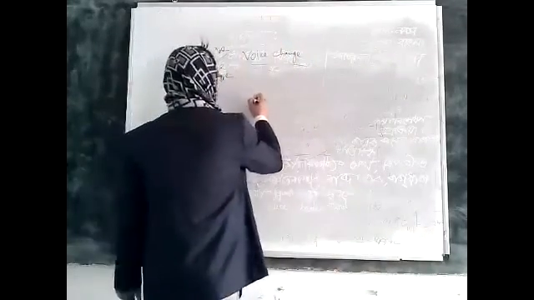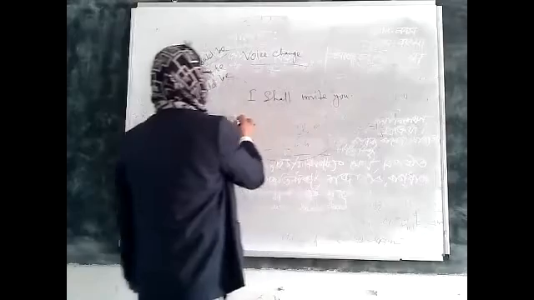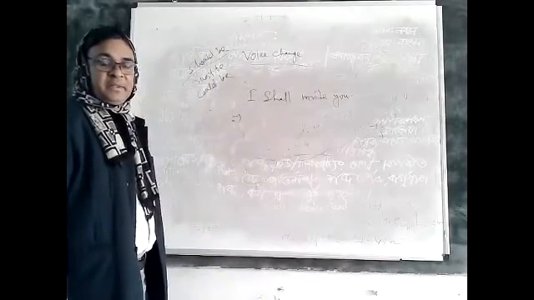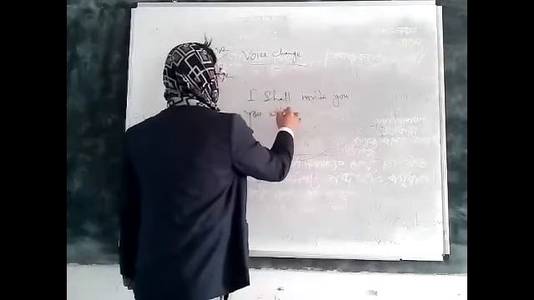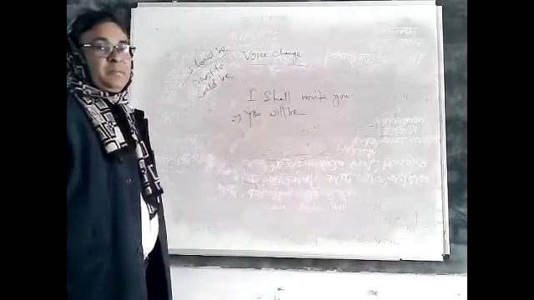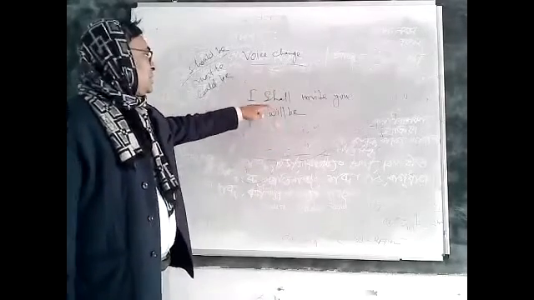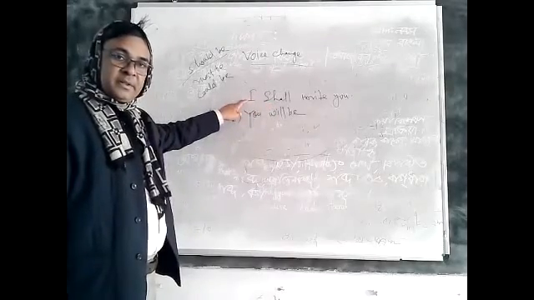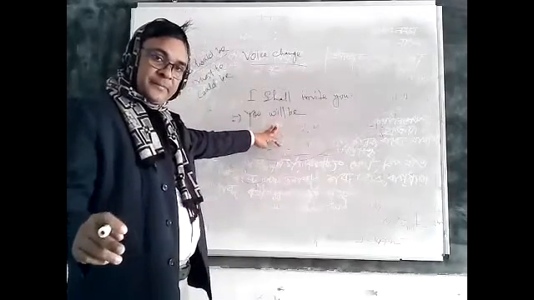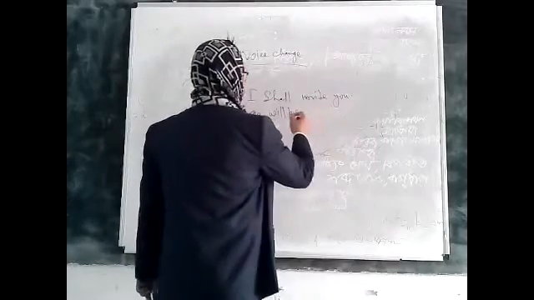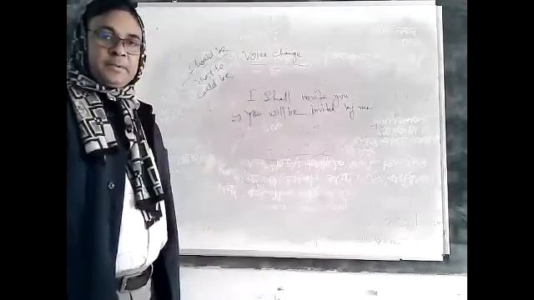Another sentence. I shall invite you. What would be the answer? I shall invite you. You shall be invited by me. You can also write will. It is better to write will instead of shall. Generally, we use shall for the first person. Our subject is you. It is better to write will. You have to write will here. Understand? Okay. You will be invited by me.